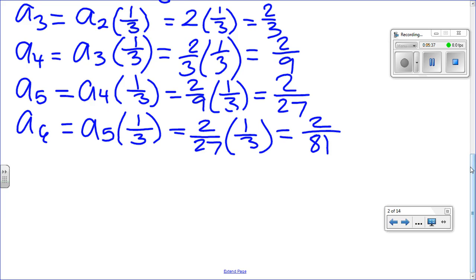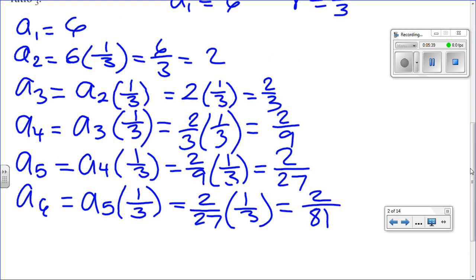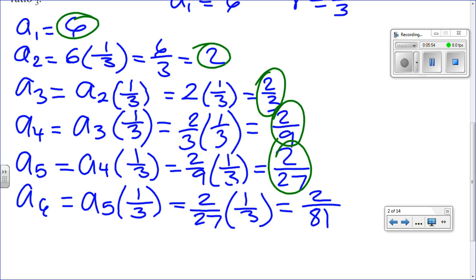Okay, so make sure you check your work, please. So remember the first term was given to us, 6, and then 2. You multiply by 1/3, and then the third, 2/9, 2/27, and 2/81. Do we agree with all of them? Yes. Any question about any of them?